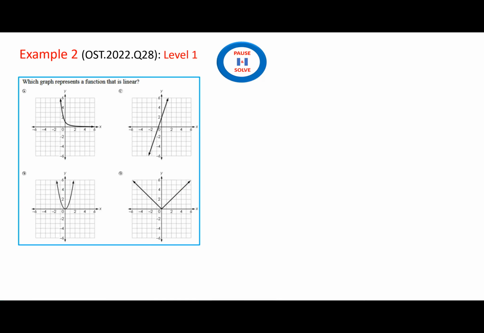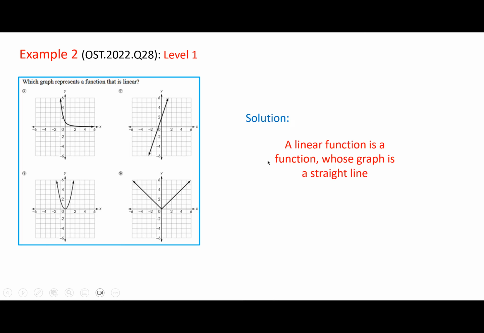Example number 2. Every time you see this picture, you may pause and solve the problem and come back and check your answer. Which graph represents a function that is linear? Reminder, a linear function is a function whose graph is a straight line. Is this a straight line? No. Is it a straight line? No. Is it a straight line? No. So that's your answer right there. A question like that is really easy, and don't lose a question like this.